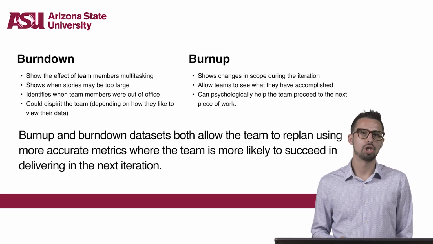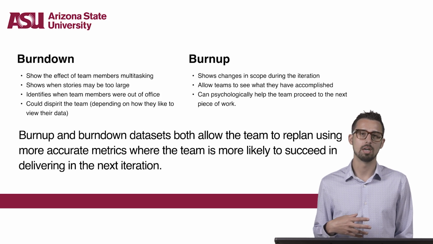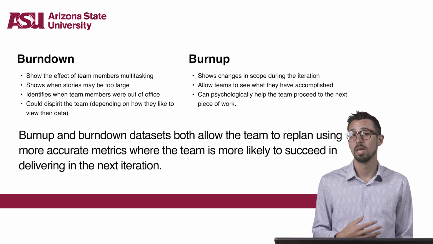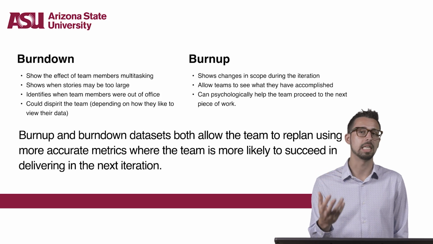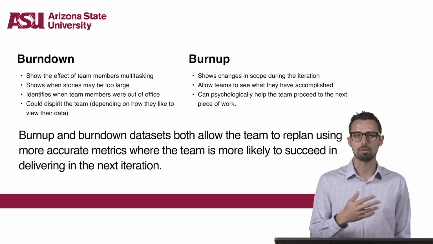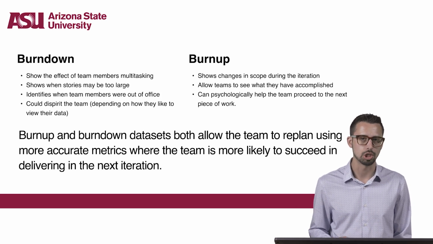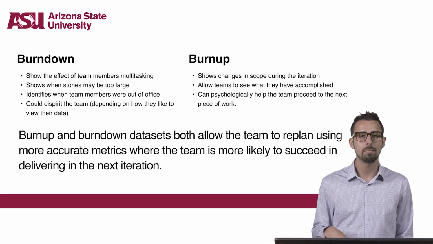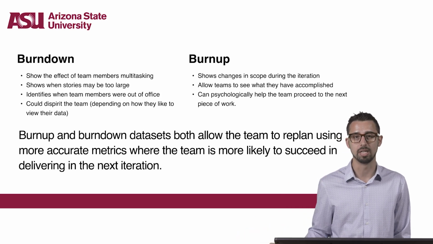Burn downs show the effect of team members multitasking, stories that are a little bit too large, or team members that may be out of office. In my experience, when a team sees the tasks it has not yet completed in an iteration, the team generally becomes a bit dispirited or could potentially rush to complete the work without actually meeting the acceptance criteria. Meanwhile, the team could have any number of good reasons for not completing the work within the projected timeline.